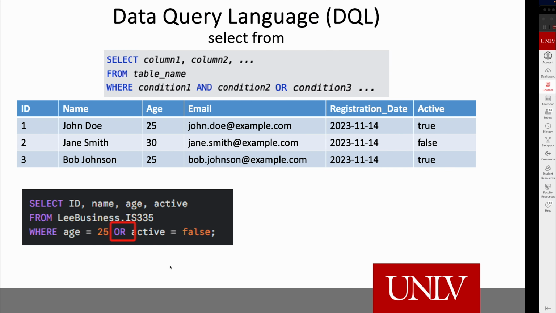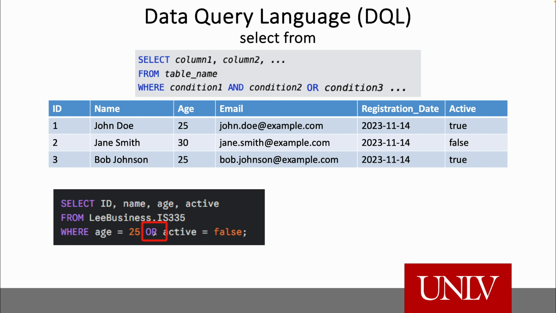Okay, so for example, right here, this is what we just wrote, the all. In this case, when the age is 25, we have 2 records, which means these 2 records will automatically be shown in the result. And then the active is false. So this is the one that fulfills the condition. That means record number 2 will also be shown in the result.